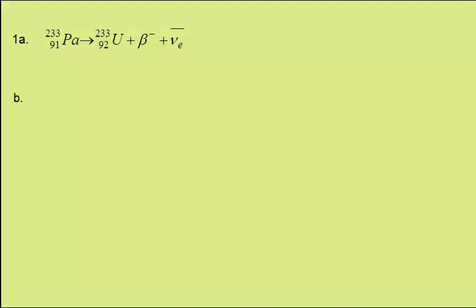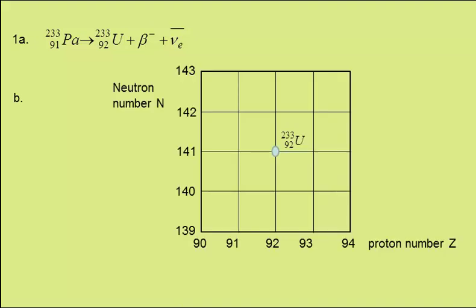In B, we have this table to complete, and we're told there are two other nuclei, P and Q, which can also decay into uranium-233. P decays by a beta plus decay to produce uranium-233, and Q decays by alpha decay. We need to label the positions of nuclei P and Q.